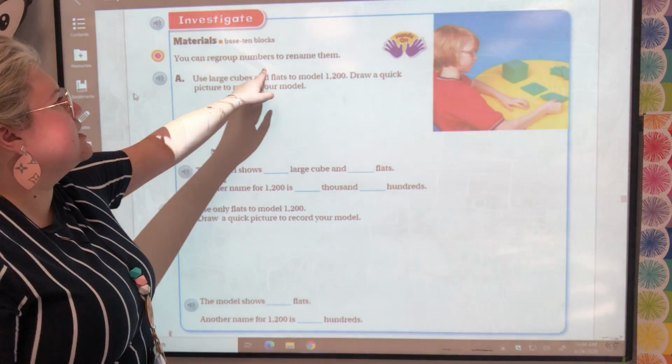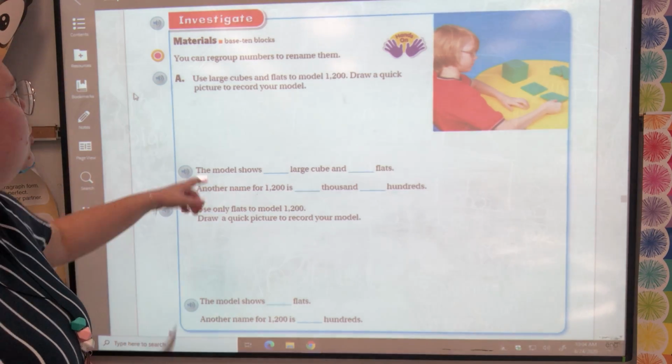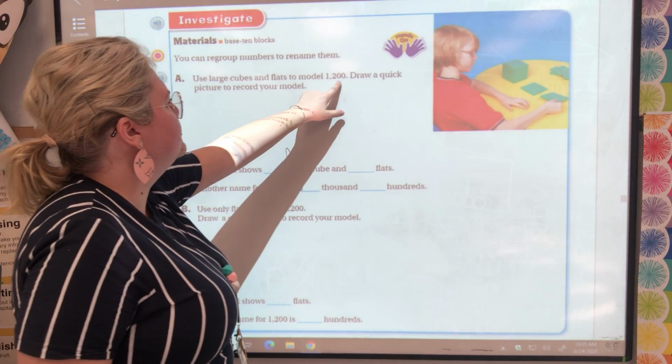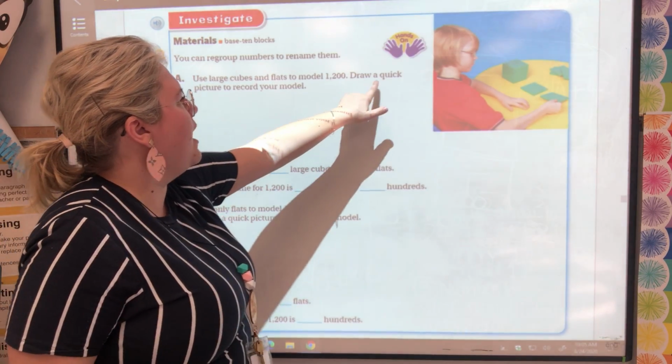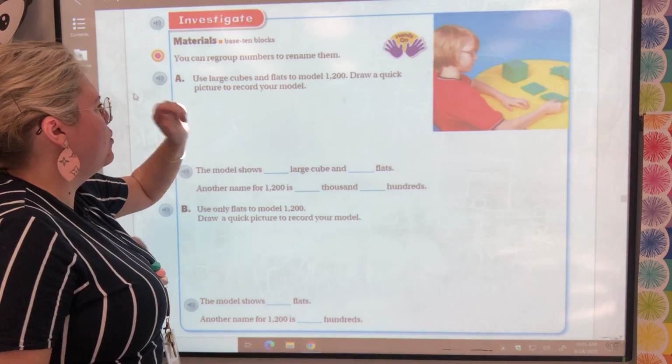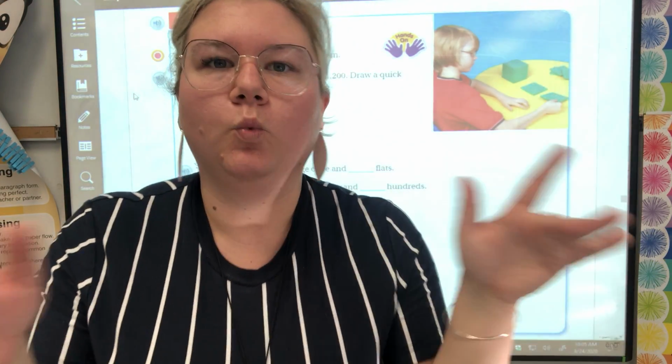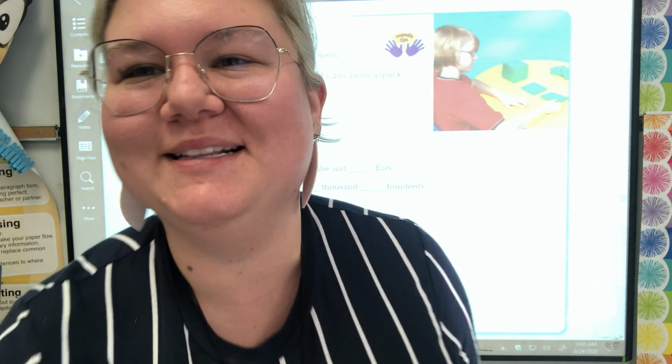You can regroup numbers to rename them. Use large cubes and flats to model 1,200. Draw a quick picture to record your model. Hold up, wait a minute. We need to talk about what a quick picture is, because sometimes my students think that drawing a quick picture means this.